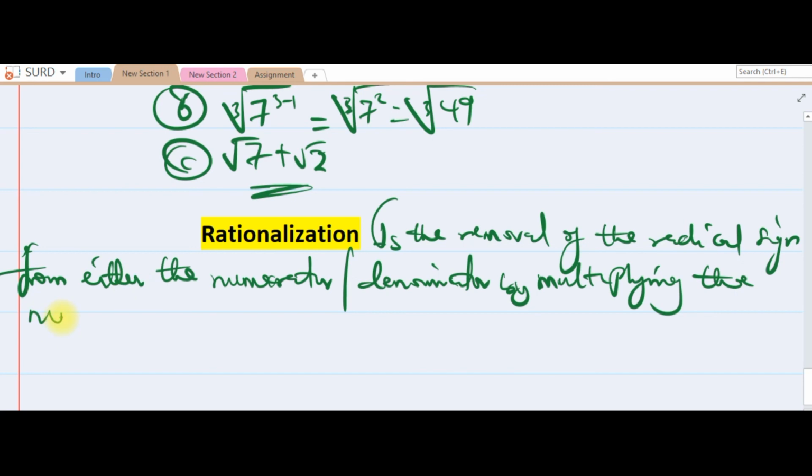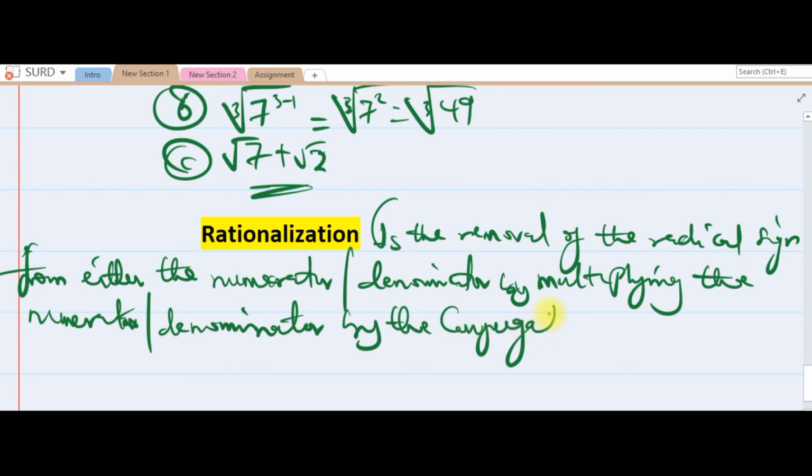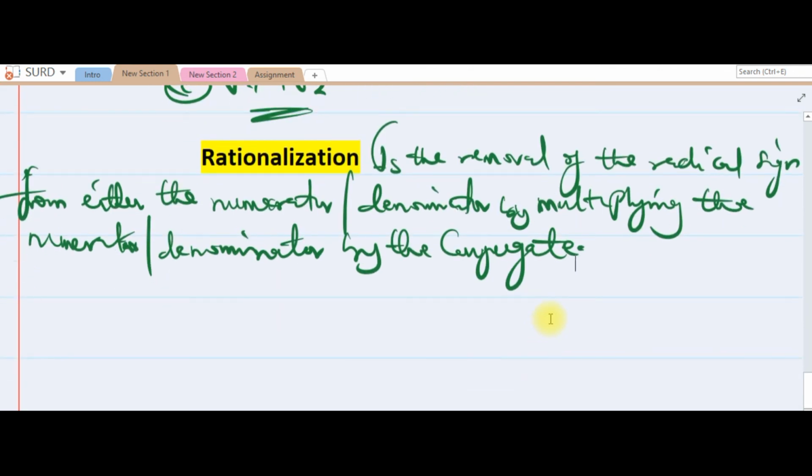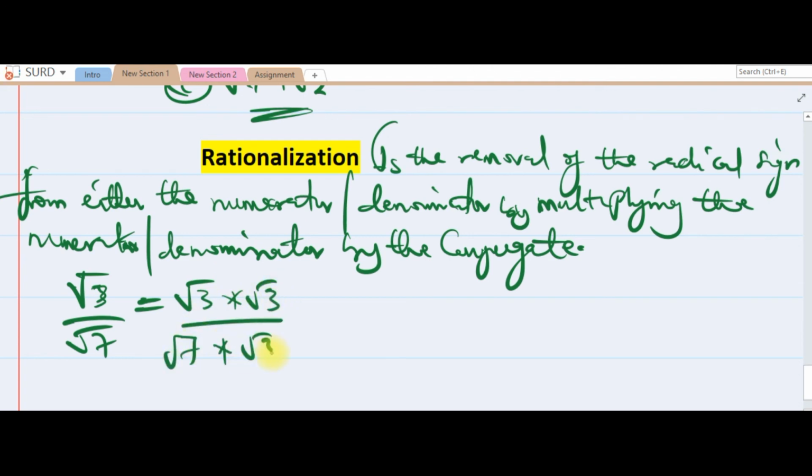By multiplying the numerator or the denominator by the conjugates. So I'm saying that if you want to remove the radical sign from the numerator, you multiply numerator and denominator by the conjugate of the numerator. See what I'm saying? If you are given root 3 over root 7, if I want to remove the radical sign from root 3, from the numerator, I now multiply both by root 3. So I multiply both of them by root 3. By this, now I have 3 over root 21.